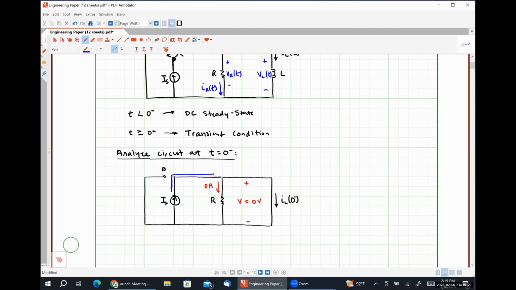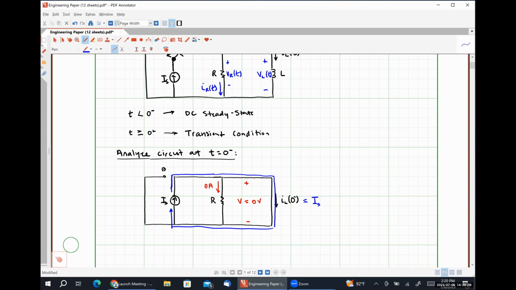And now it sees two branches. One branch contains a resistor, and the other branch contains a short circuit. All of it is going to bypass the resistor and flow through the short before coming back around and flowing up through here. Would the current then be IS? Exactly right. So the current flowing through our inductor at t equals 0 minus must be IS.